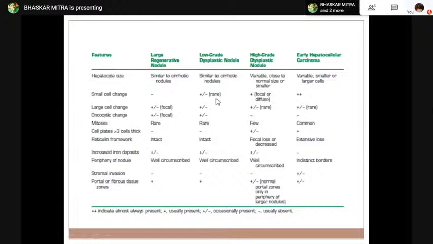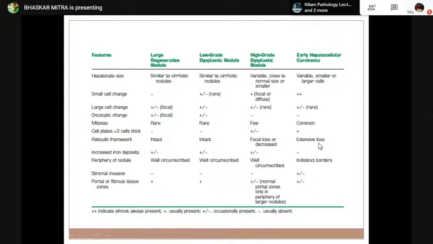As the thing progresses, the small cell changes increase more and more in the early thing. Large cells can be seen in everything. Mitosis gradually increases. The cell layer thickness up to dysplastic nodule is less than 3. As it progresses to early hepatocellular carcinoma, the reticulin framework is disrupted and that is more than 3 cell layers. So extensive reticulin framework loss will be in the hepatocellular carcinoma. So in a liver biopsy slide, we have to see the reticulin very carefully to see the reticulin framework.